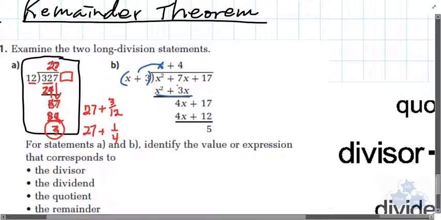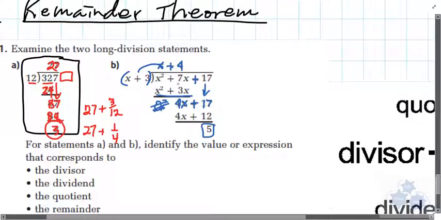Then, just like over here, we subtract. x squared minus x squared gives us 0x squared. That's why it's not there; leave that out. 7 minus 3 is 4x. And then you drop the 17 down. It's a positive 17, so you drop that down, and you start again. x times what gives me 4x? Well, positive 4. And you go through the process, you get a remainder of 5.